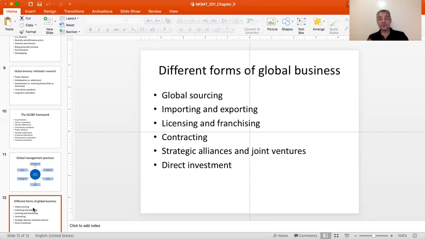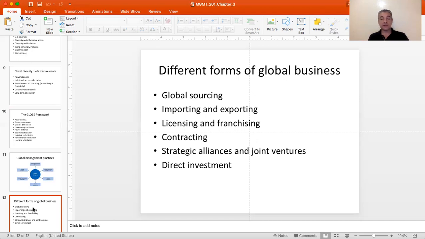You can also do importing and exporting, right? So here you actually trade with other countries in finished goods, not just inputs, but finished goods. And that is probably the easiest way for you to start internationalizing, to test the markets overseas as they become available without committing yourself to any physical footprint in those countries, right? So you just ship your stuff.